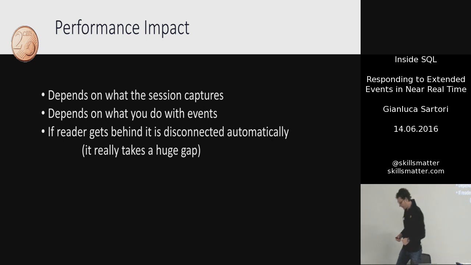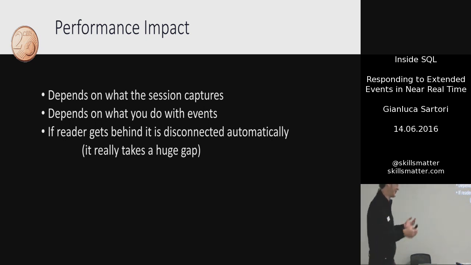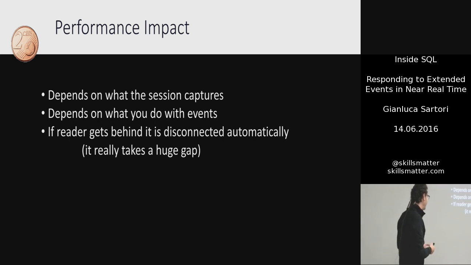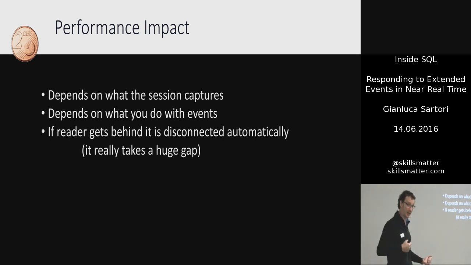So if I had a working workload, I could show you that the performance impact of the streaming API has a cost, and that cost is differently split between the server, so where the events happen, and the client, so where the events are consumed. And it will depend on what the session captures, so that is the load you have on the server, and different events impose a different load on the server.